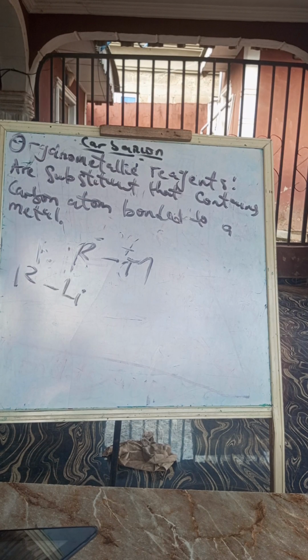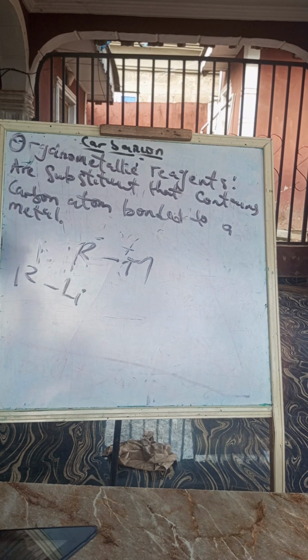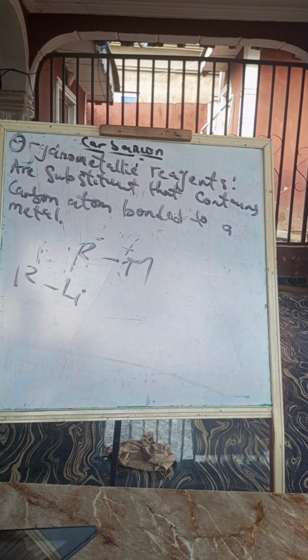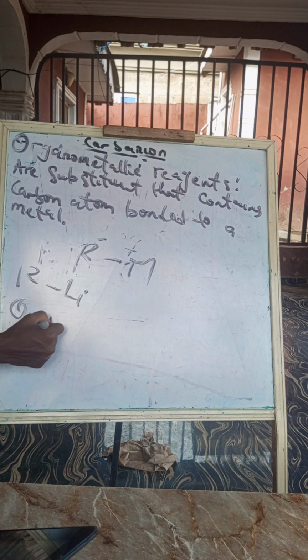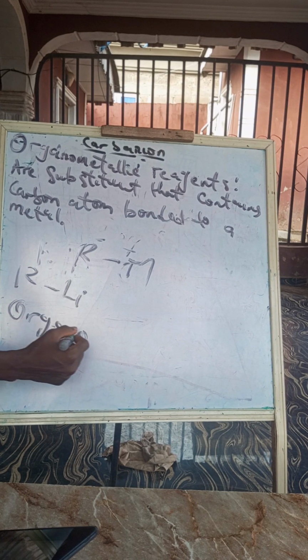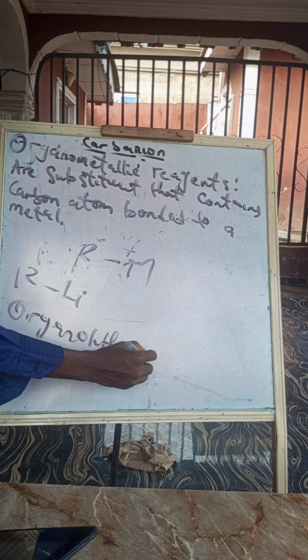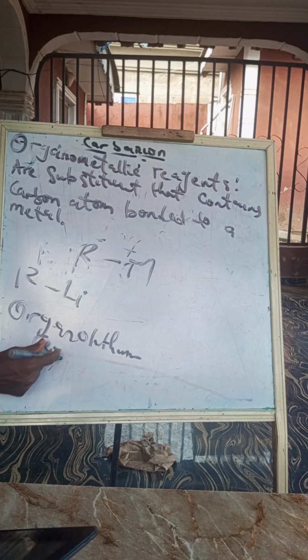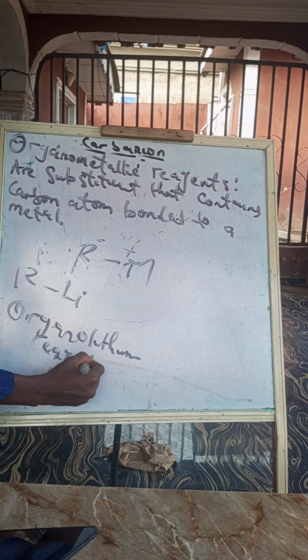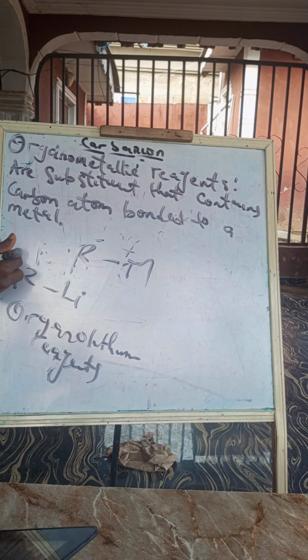How do we name this compound? We already know that lithium is the metal being bonded. So to name this compound, we name it based on the kind of metal being bonded. The name of this compound is organolithium. This is an organolithium reagent. We already know that the alkyl part will have the negative charge and the lithium will have the positive part. Now let's see some other examples.